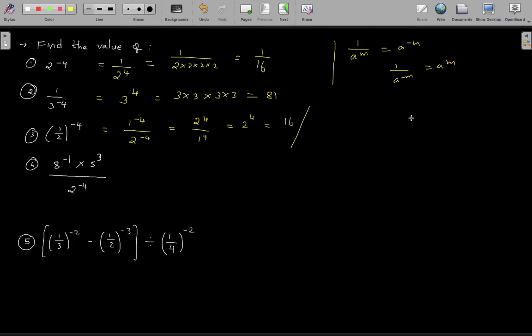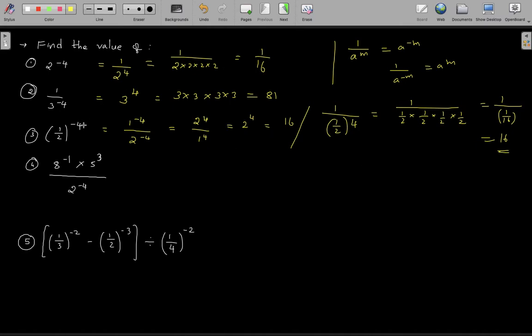Well, you can also solve it in another way. 1 by 2 whole raised to the power negative 4 can be written as 1 by 2 raised to the power positive 4, isn't it? So this will give you 1 by 2 times 1 by 2 times 1 by 2 times 1 by 2, which is 1 by 16, which is nothing but 16. So you can solve it in either way.